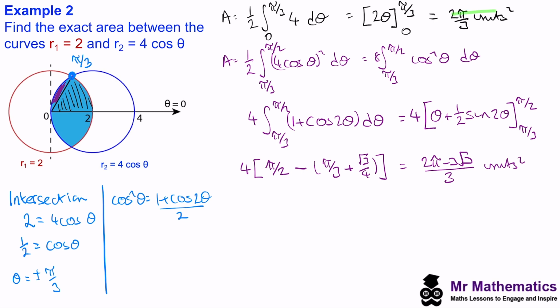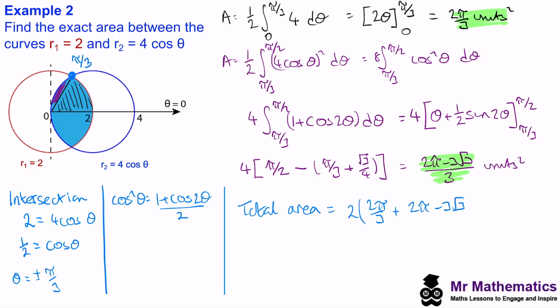Okay, so we have the black area, and we have the purple area. So the total area will be 2 lots of 2 pi over 3 plus 2 pi minus 3 root 3 over 3. When we work this out, we get 8 pi over 3 minus 2 root 3 units squared.